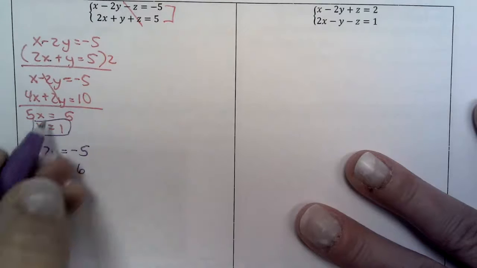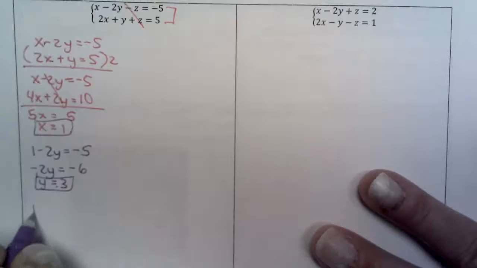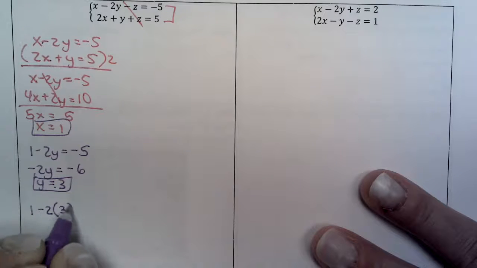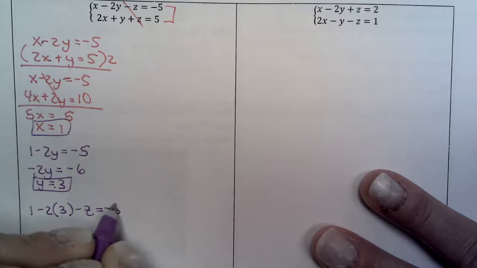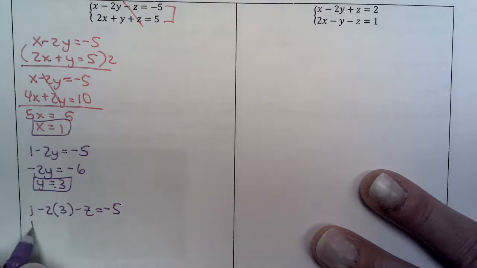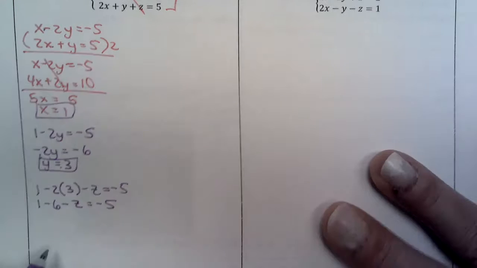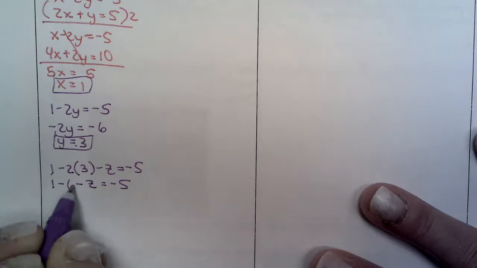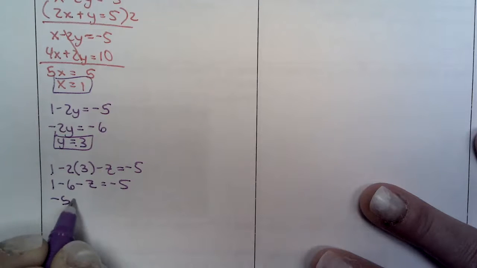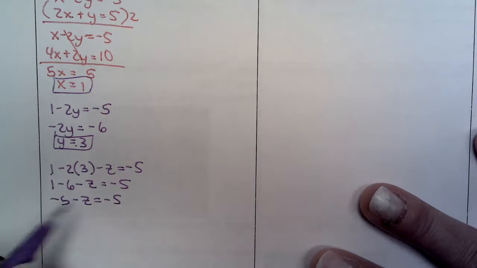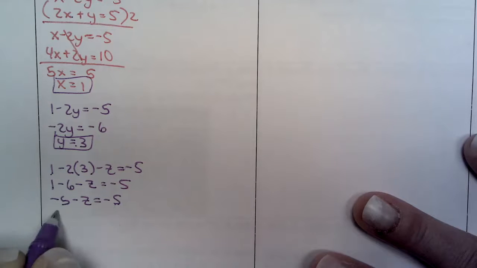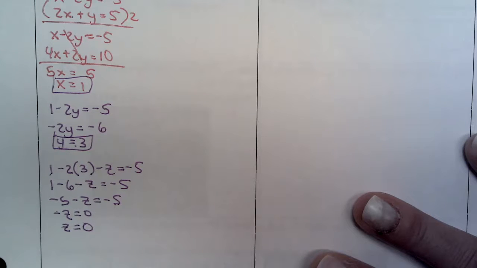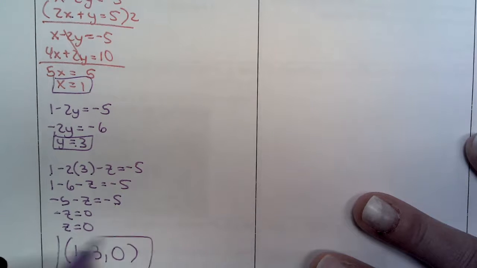And now I'm going to plug x and y back into either one of these. So 1 minus 2 times 3 minus z equals -5. So that's going to be 1 minus 6 minus z equals -5. So that's going to be -5 minus z equals -5. Add 5 to both sides, and I get -z equals 0, which means z just equals 0. So my answer here is going to be 1, 3, 0.